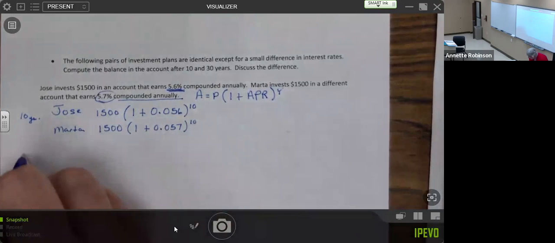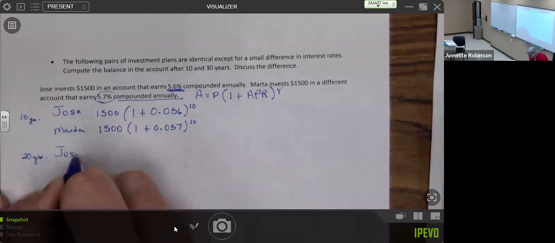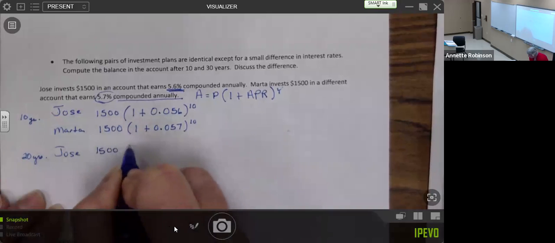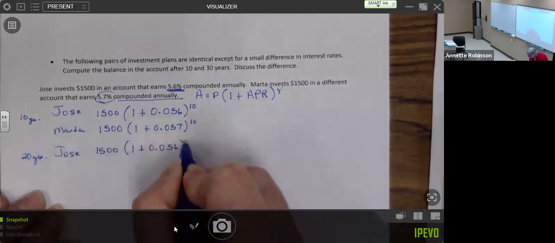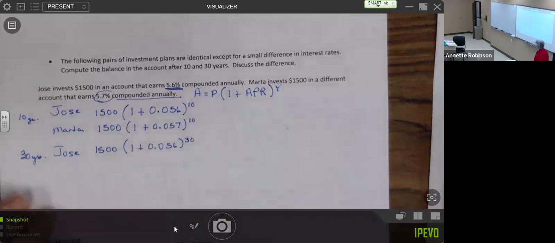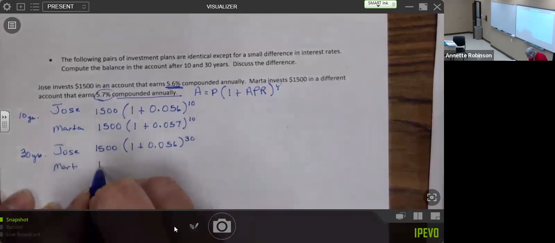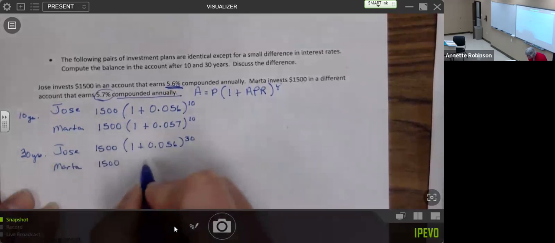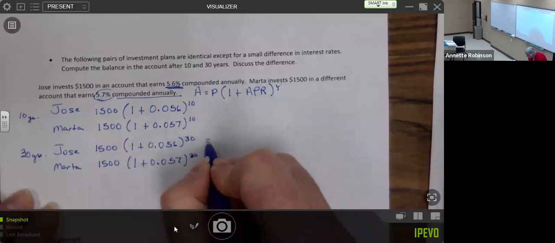Then we're going to do the same two people, but we're doing it for 30 years. So Jose, again, is 1,500 times 1 plus 0.056. This time we're doing not 20, I'm sorry, 30 years. For 30 years. And then Marta is going to be the 1,500 times 1 plus 0.057.